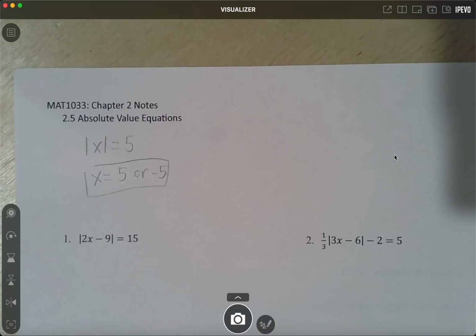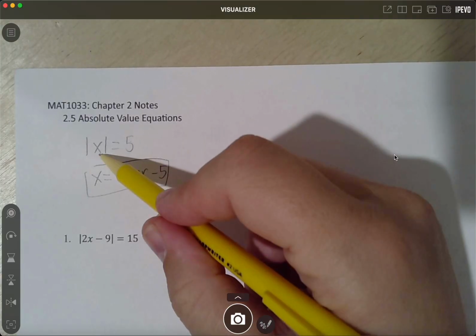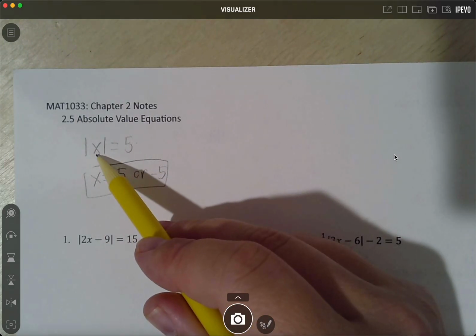And in case you don't remember, absolute value essentially is asking how far are you from 0. So positive 5 is 5 from 0, and negative 5 is 5 from 0, and that's all you're being asked: what can you plug in to be 5 away from 0?